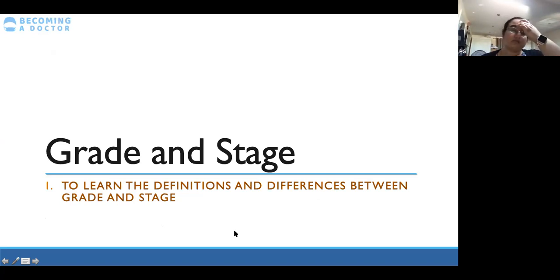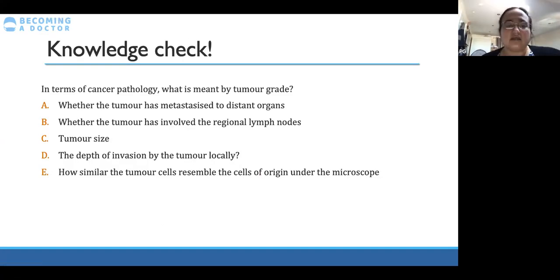So moving on from that as to the role of the pathologist, we're going to talk about grade and stage. So this is the question just to check, and hopefully I can get that to work. So in terms of cancer pathology, what is meant by tumor grade?